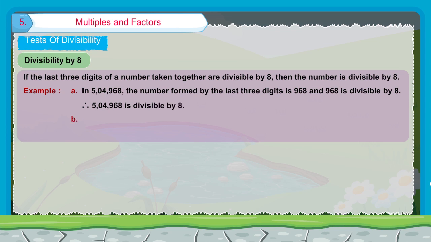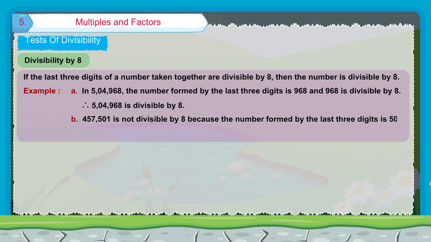B. 4,57,501 is not divisible by 8 because the number formed by the last three digits is 501, and 501 is not divisible by 8.